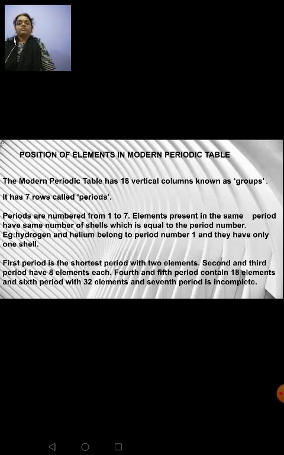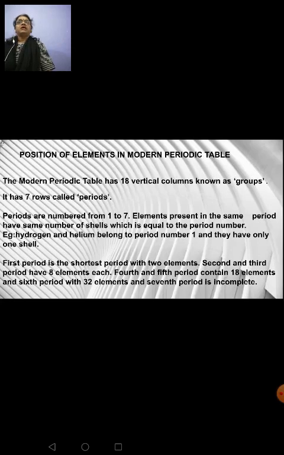Understood? Now depending on the number of elements possessed by every period, they are classified as short period, long period, longest period and all. So the shortest period will be the first period because it has got only 2 elements, hydrogen and helium. Second and third period has 8 elements. Your fourth and fifth period will have 18 elements, and sixth period is longest period with 32 elements in it. Okay, so this is all about periods.